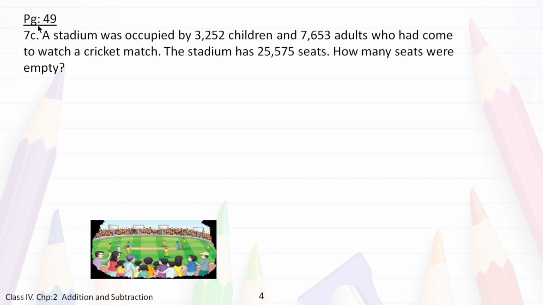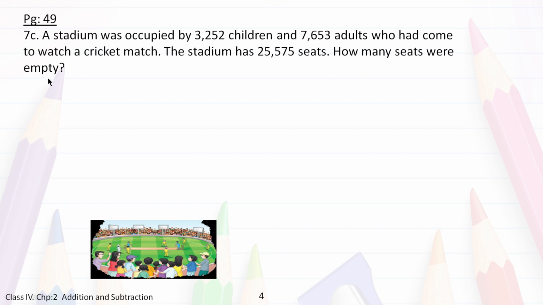I have taken it from page number 49, textbook page number 49, and it's sum number 7C. It says that a stadium was occupied by 3,252 children and 7,653 adults who had come to watch a cricket match. The stadium has 25,575 seats. So the information I have is this many children, this many adults, and this many seats. And what I have to find out is how many seats were empty.